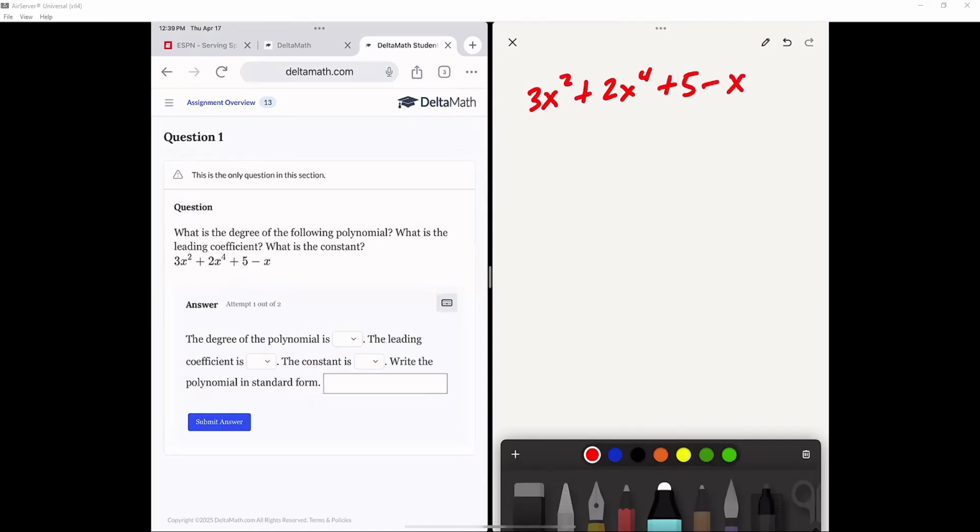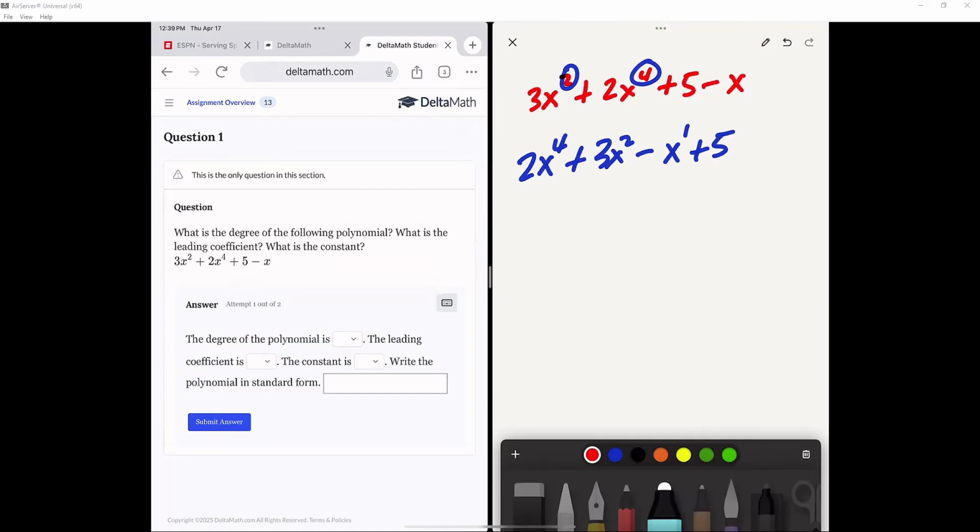Now, first thing you should do is put this in standard form. And all that means is that the term that has the highest exponent goes first. The term that has the second highest exponent goes second, all the way down in that order. So this has the highest exponent, so we're going to put that first. Then we're going to go 3x squared because this is second. And then we're going to go minus x because it's really a 1 there, even though you don't see it. So that is now in standard form.